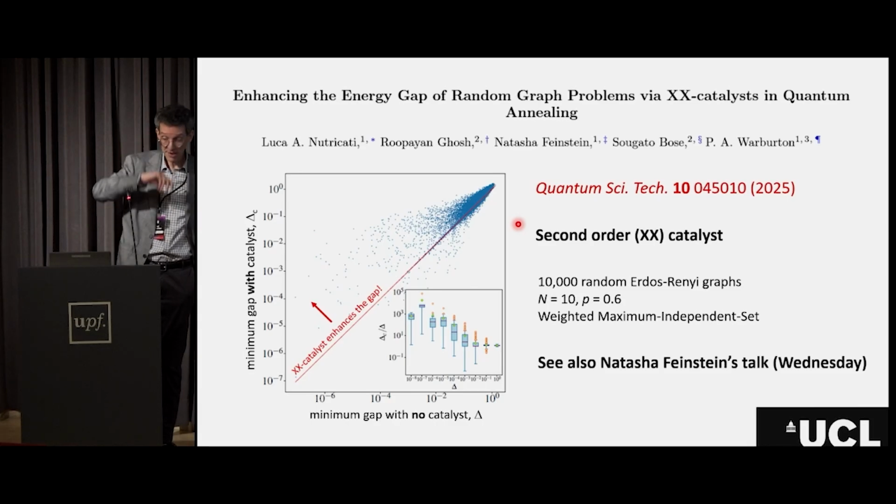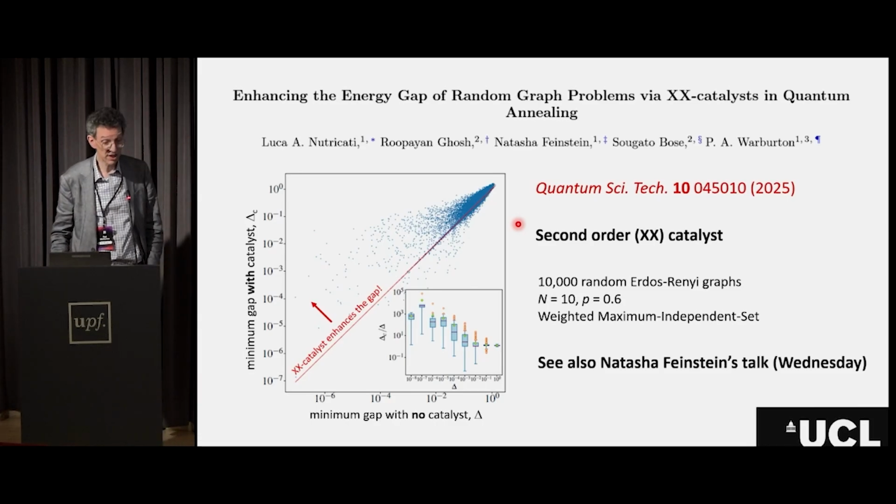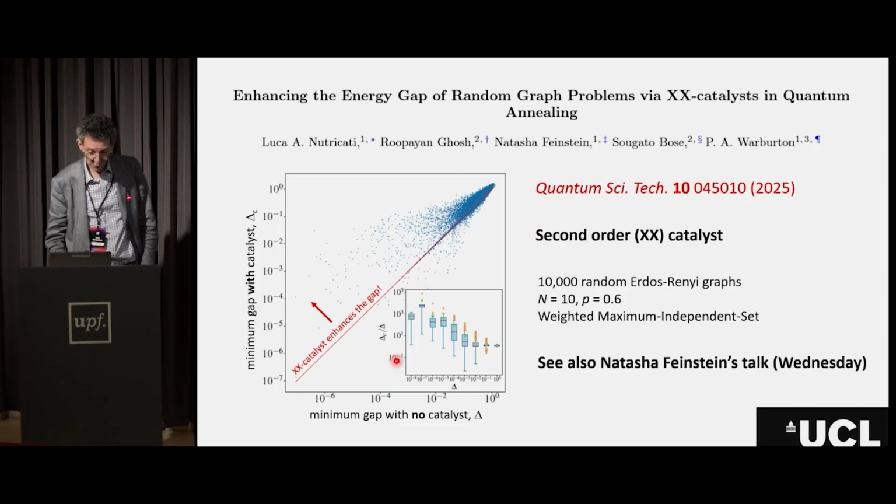The majority of instances are on the good side of the line, suggesting the addition of the XX catalyst is doing a good job. And furthermore, if we look at the inset, this is a plot of the ratio of the catalyzed gap to the uncatalyzed gap as a function of the uncatalyzed gap. And this, in my personal view, is the really good news from this plot.